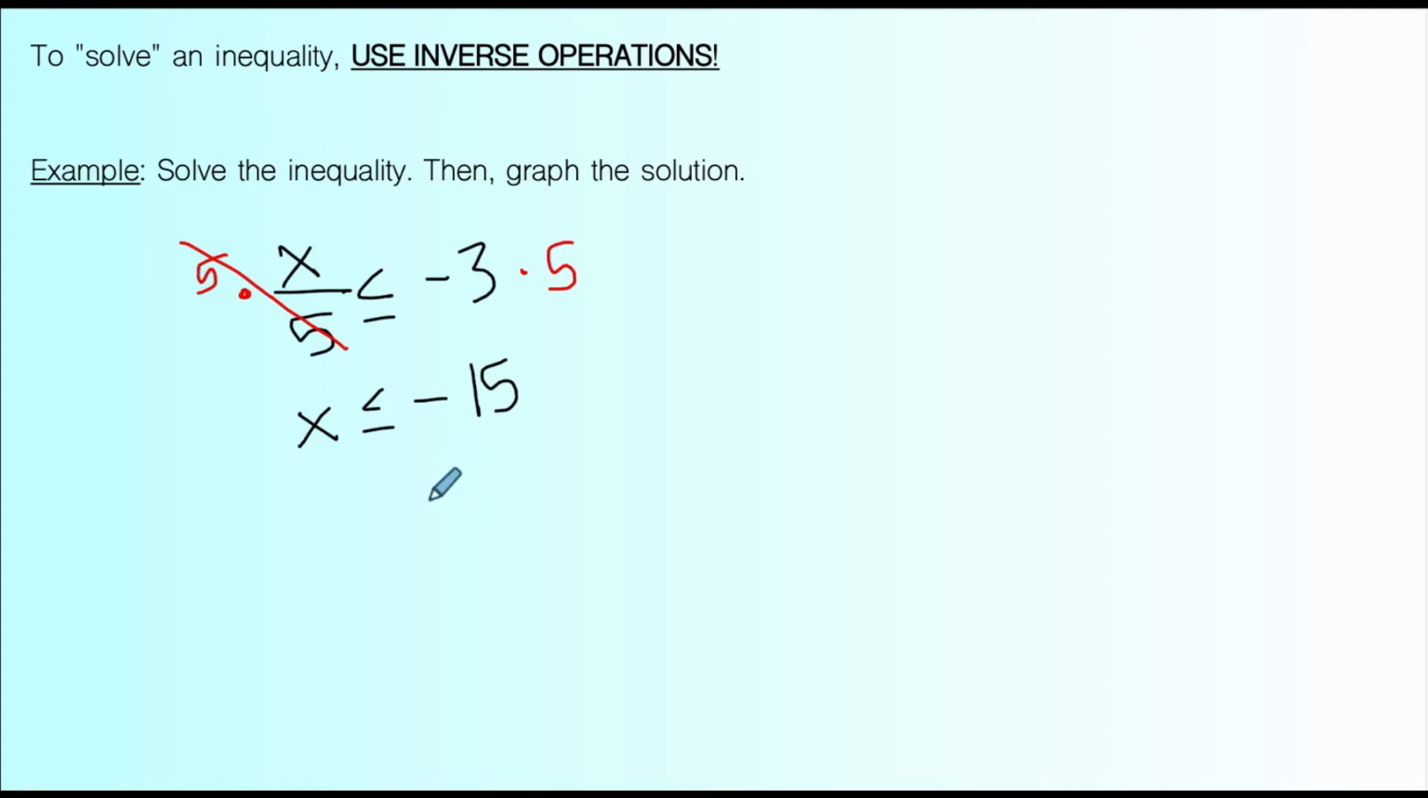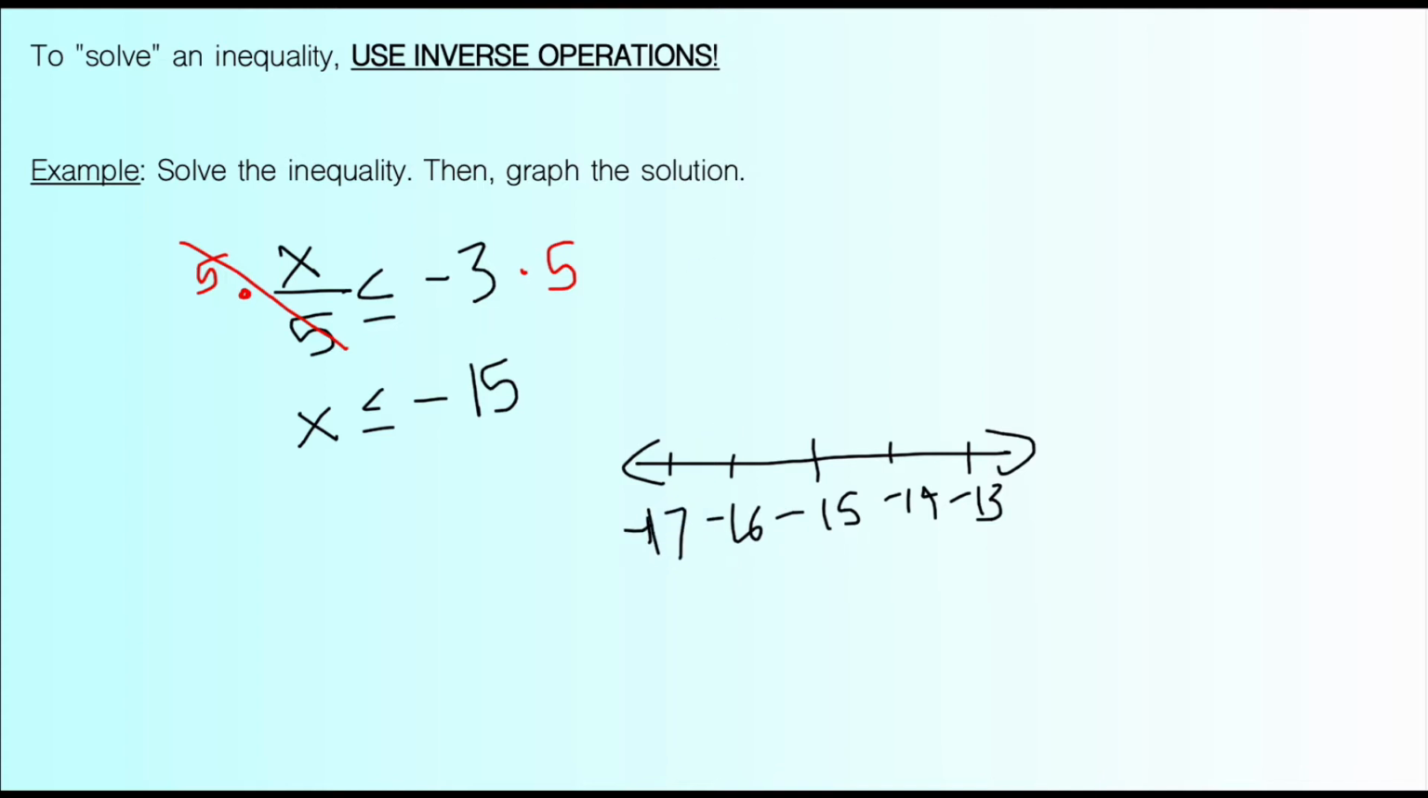So if I was going to graph that on a number line, I'd use -15. And here we go. This would require a closed circle because -15 is part of the solution set and it's all the numbers less than and including -15. So my arrow goes to the left. Yes, we've done this. This should be old news. This is not a new example.